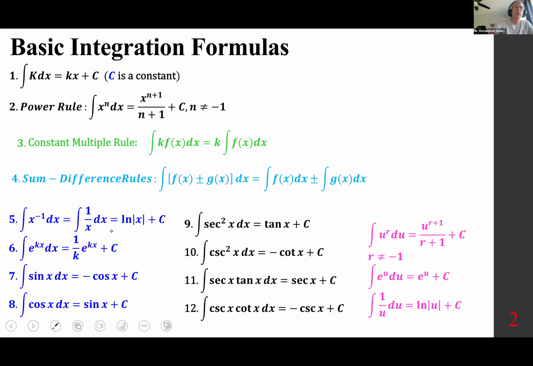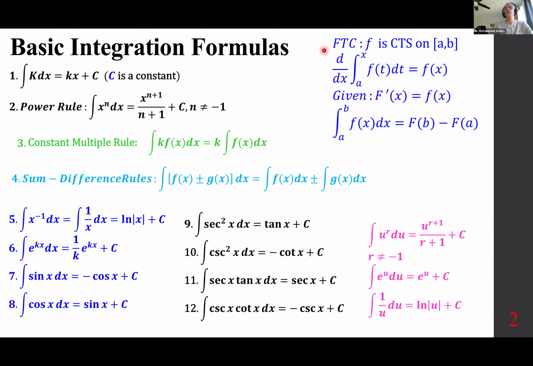So these are some basic integration formulas, from the power rule to logs, exponentials, sinusoidal and trigonometric functions, to FTC. FTC stands for fundamental theorem of calculus. So d/dx of the integral from a to x of f(t) dt is f(x). That means if you take the integral and differentiate that, you get the function back.